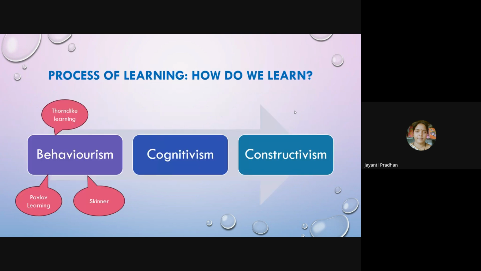The first thing is the process of learning. How do we learn? As we are going to prepare the instructional design for a courseware, before that we must know what learning is and what the process of learning is. In psychology papers, you must have read about the learning processes. Here we can say behaviorism, cognitivism, and constructivism. And before behaviorism also, there existed structuralism and functionalism.